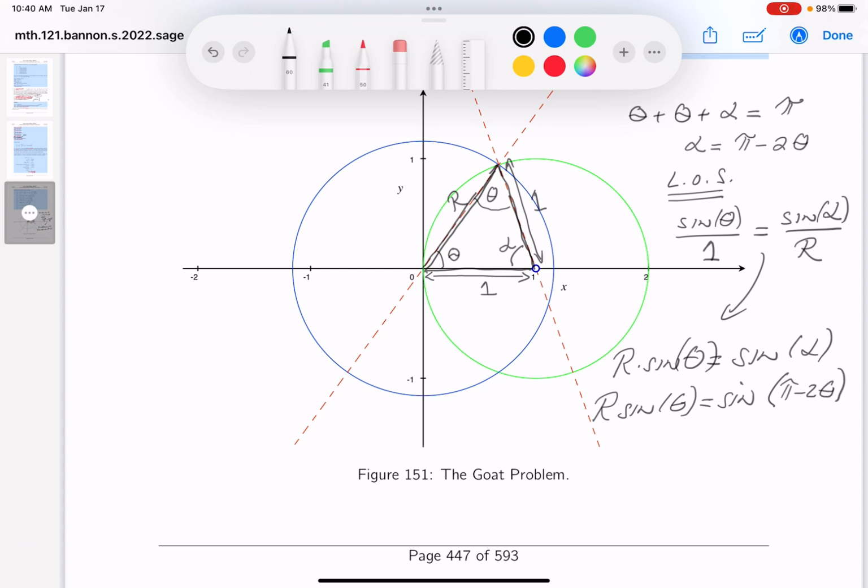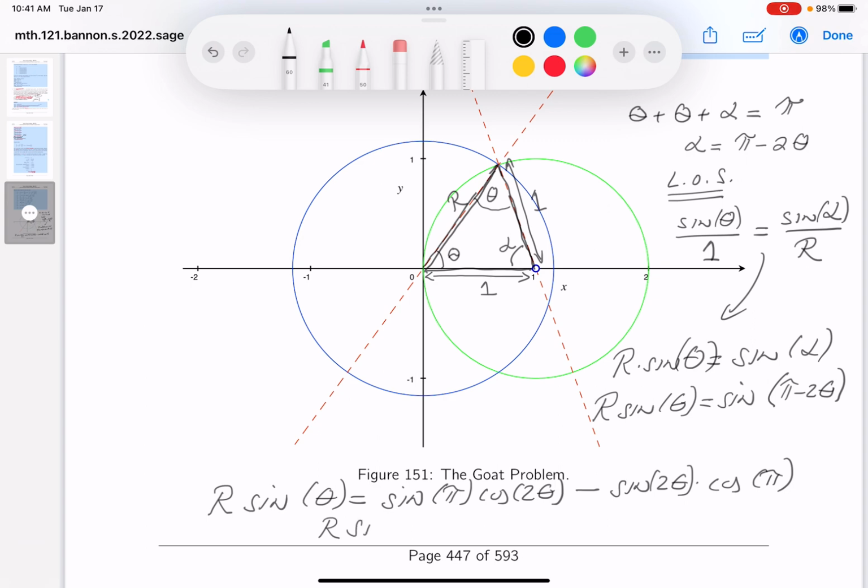All right, let's keep going. Looks like it's getting complicated. But again, I'm just using what I learned in basic trigonometry. And I'm going to write this down. So it's going to be sine, it's a sum formula or a difference formula, sine of pi cosine 2 theta minus the sine of 2 theta times the cosine of pi. Again, let's write this down. r sine theta. Well, the right side, sine of pi is 0. And the cosine of pi is -1, so I get this over here.